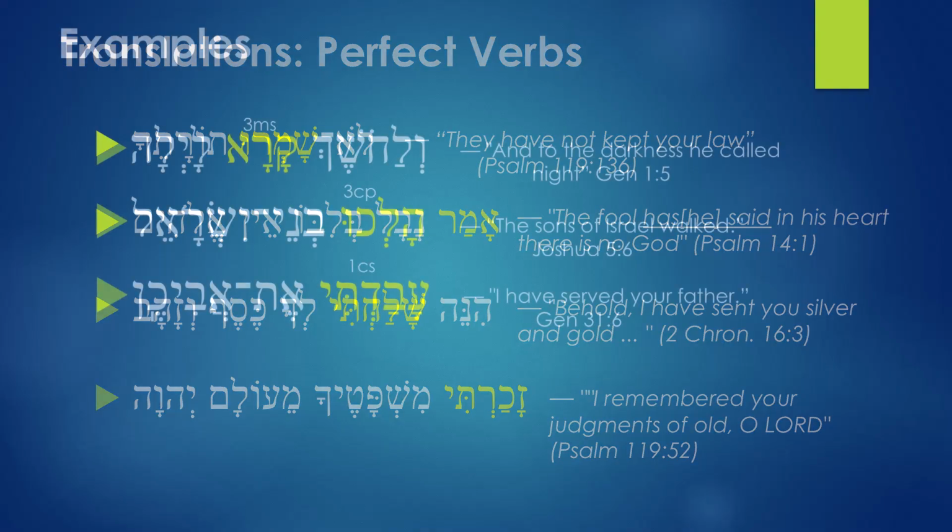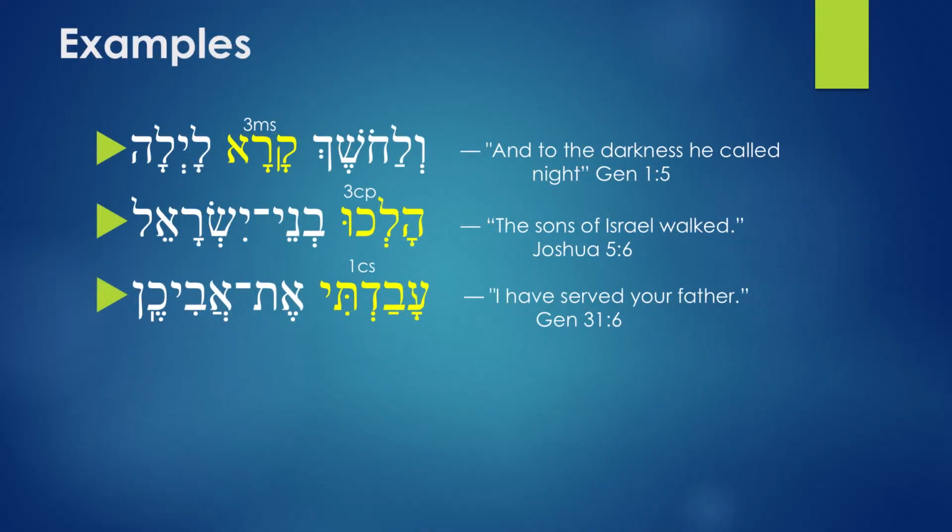Let's proceed. More examples. The first one we have Ule'choshekh kara laila. You can see the highlighted word is kara. Kara is a verb. It's in the 3ms, third masculine singular. Kara means he called. But let's look at the first word, ule'choshekh. When you look at this word, it has three things, if not four.